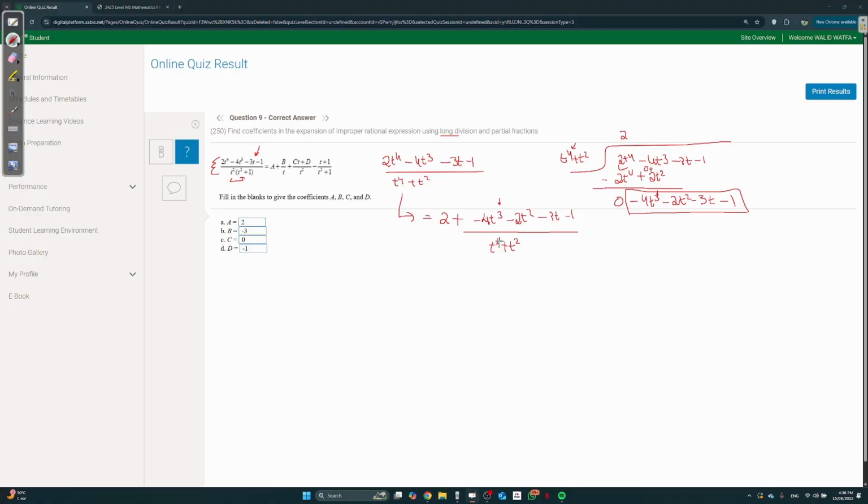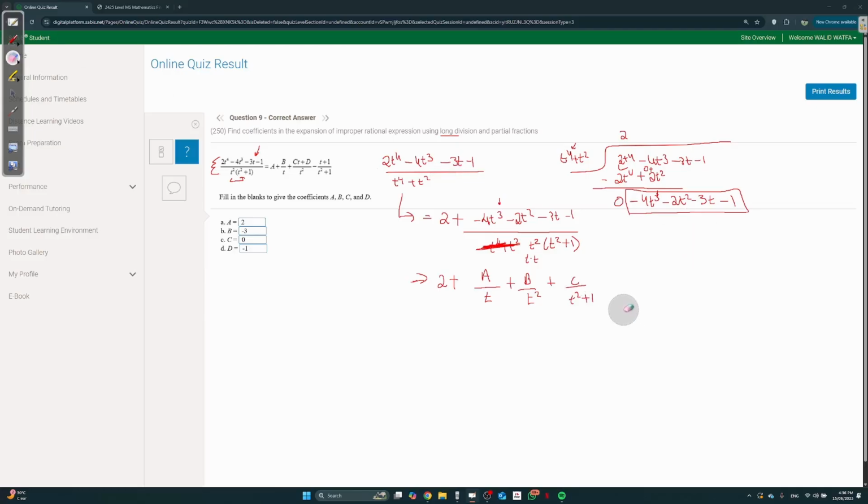So, can we split now? Of course we can. Let's split. What I'm going to do is factor out the denominator, because we know we can't split if we don't have a factored denominator. So this is the same as 2 plus a over, what's the first factor? t, right? Because t squared is t times t. Plus b over t squared, right? Plus, here is the tricky part. Someone's going to tell me c over t squared plus 1.